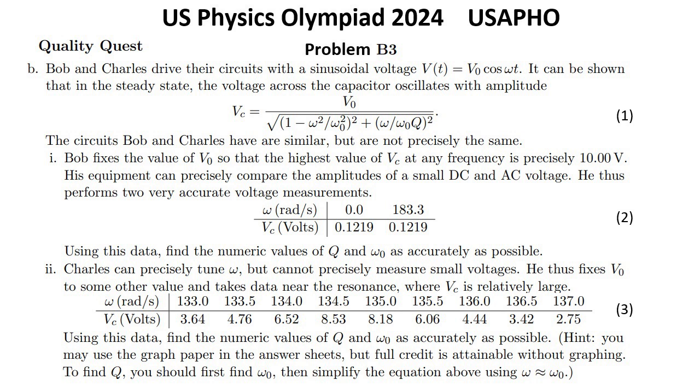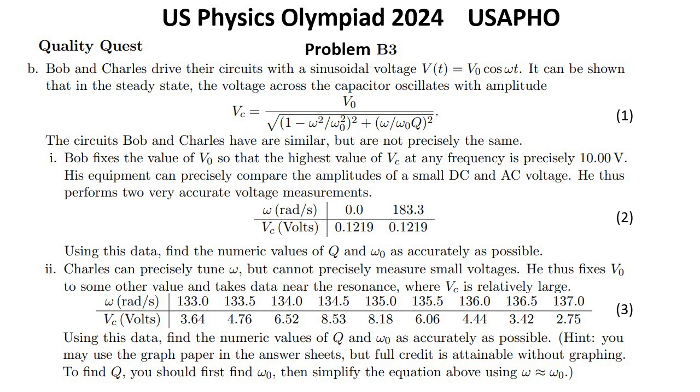Question B. Bob and Charles drive their circuits with a sinusoidal voltage V(t) equals V0 cosine omega t. It can be shown that in the steady state, the voltage across the capacitor oscillates with amplitude given in expression 1. The circuits Bob and Charles have are similar, but are not precisely the same.